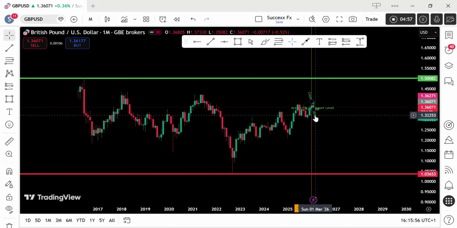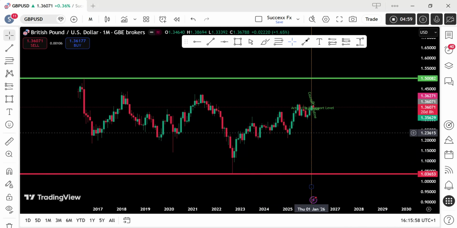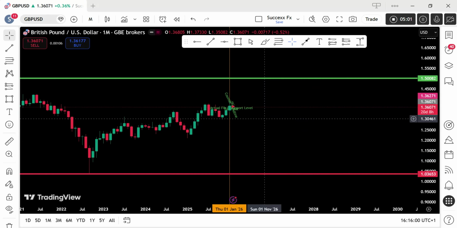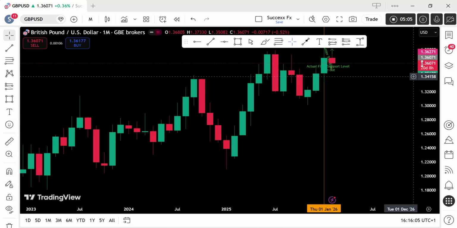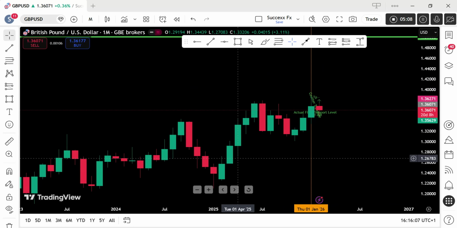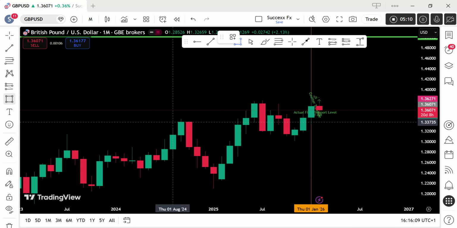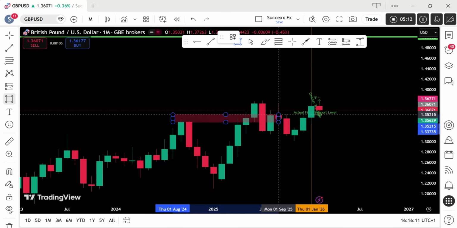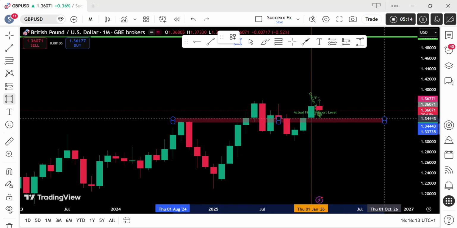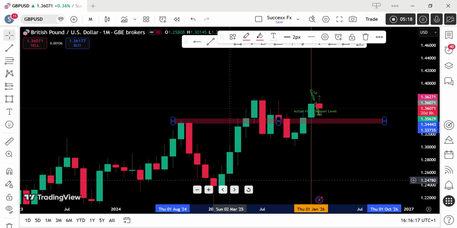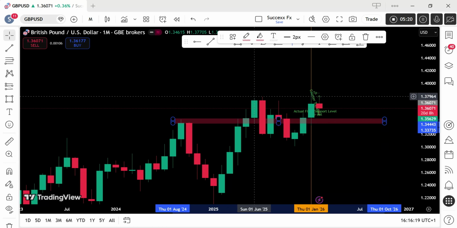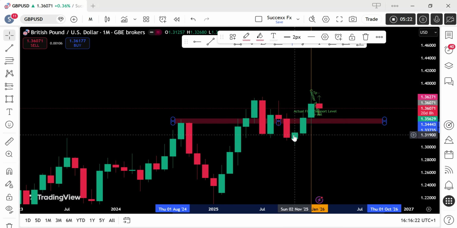So this is the monthly time frame. If you look at this monthly time frame, for us to be able to predict the direction of the market, you would see that GBPUSD has broken above this current level, closed above it. First of all, it closed above it, came back, a little pullback.